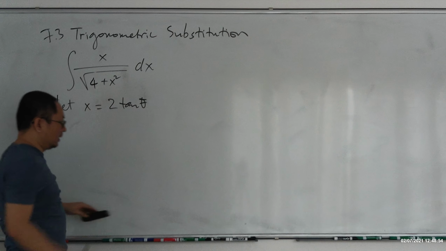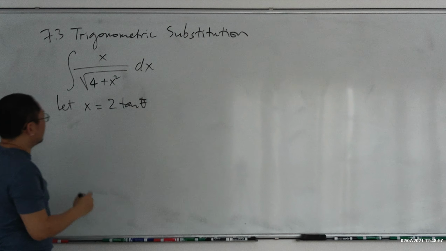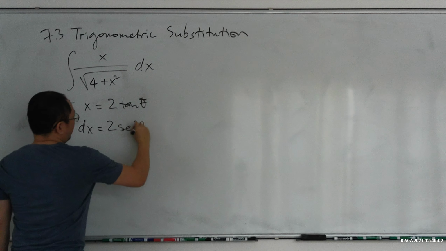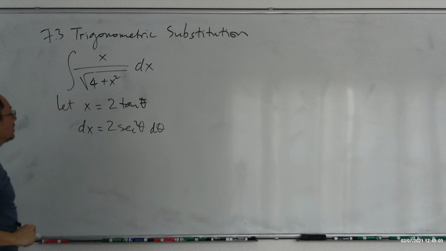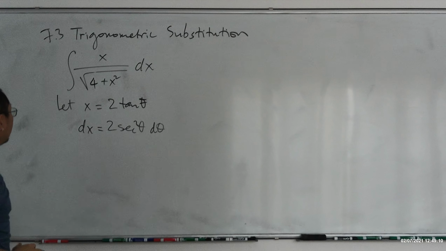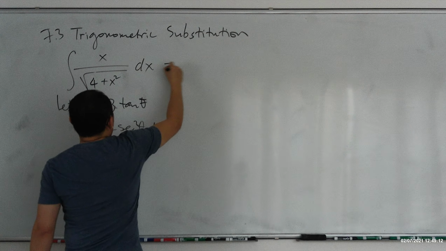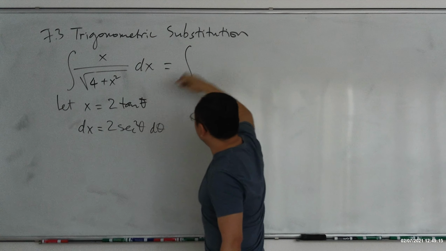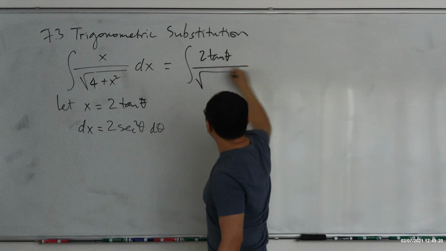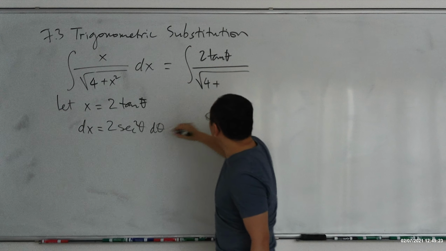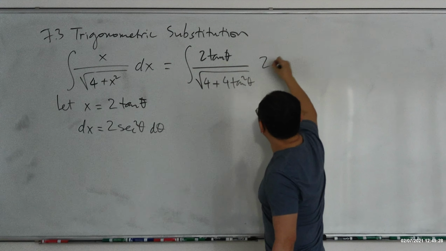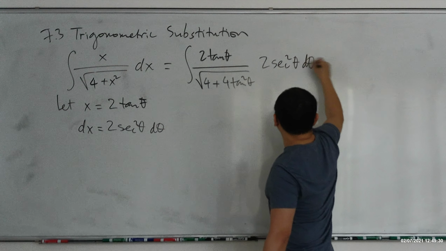Let's stick with this. If x equals 2 tangent theta, then dx is 2 secant squared theta d theta. The derivative of tangent is secant squared. So our problem becomes the integral: x is 2 tangent theta, the bottom is the square root of 4 plus x squared, which is 4 tangent squared theta, and then dx is 2 secant squared theta d theta.